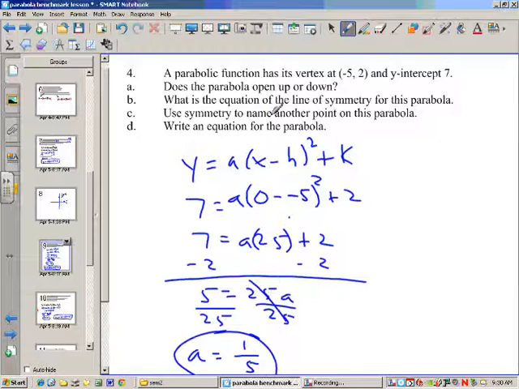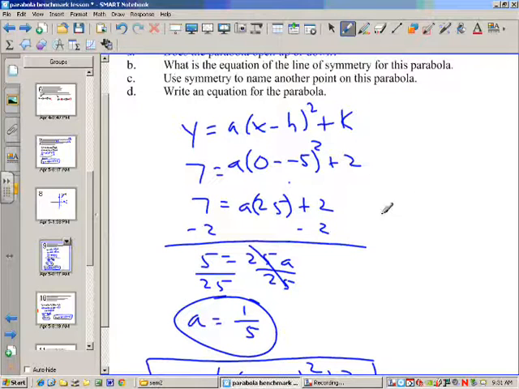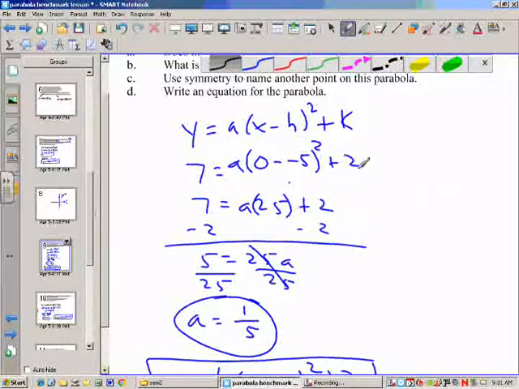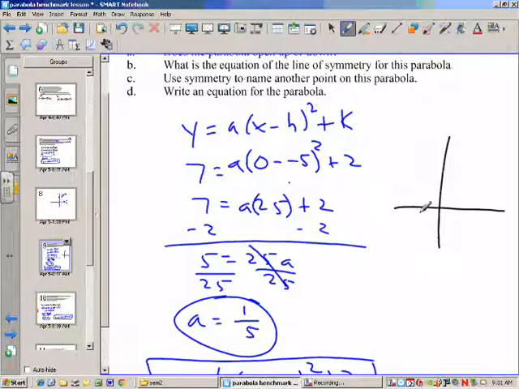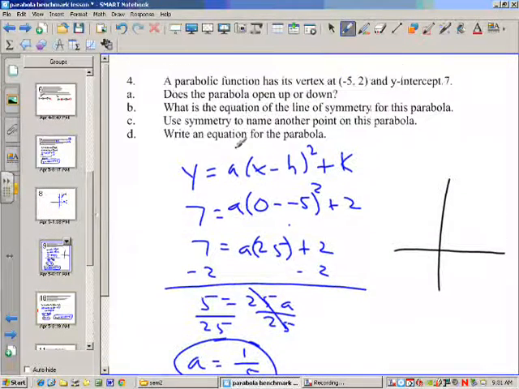Use symmetry to name another point on this parabola. This information is a little bit trickier to get at, but it really just comes from the graph. So if we did want to make the graph here, we'd see that one of the points given is the y-intercept at 0, 7. The vertex is at negative 5, 2.